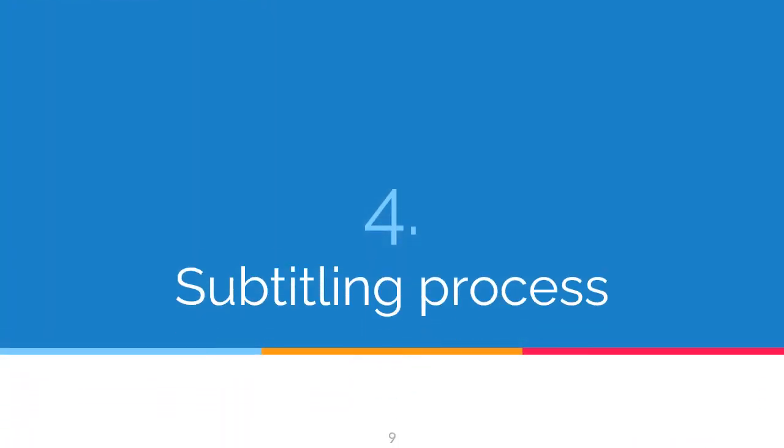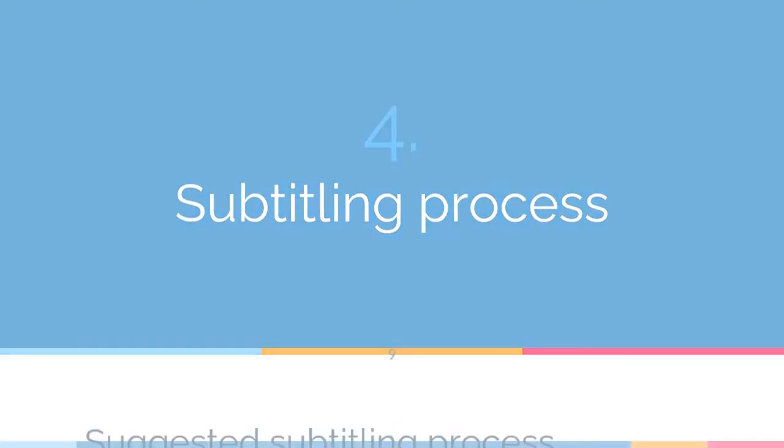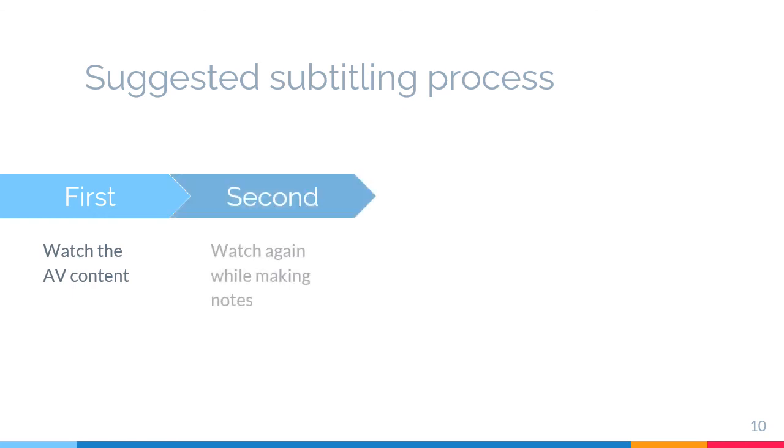Now comes the part where you are ready to subtitle. The upcoming slide gives a suggested step-by-step process to tackling a subtitling task. The steps are pretty much self-explanatory, but let's go through them quickly. The first step is to watch the AV content that you are about to subtitle in order to get the message. The second step is to watch it again while making notes on things related to subtitling such as number of speakers, cultural references, scientific terminology, and so on.